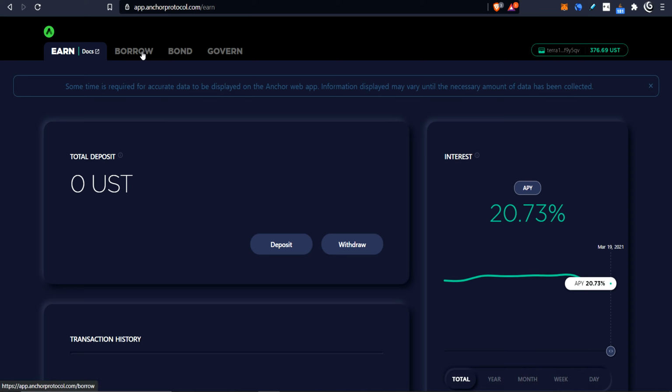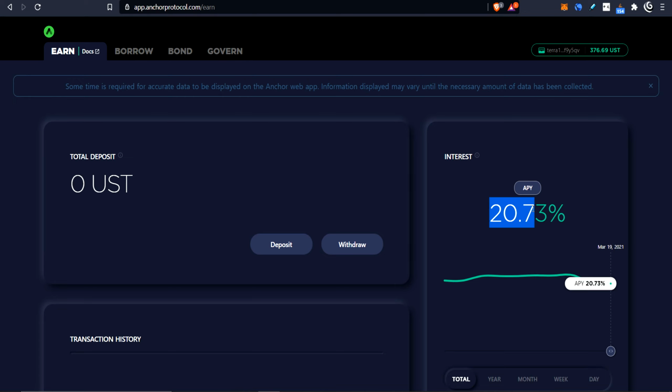If any of the tabs have this link here to the docs, I would suggest you go to the docs and read them fully if you have some time. It'll help you understand further than what I'm talking about here today. So the first one here is earn. Earn is just a simple deposit some UST tokens and gain this APY.